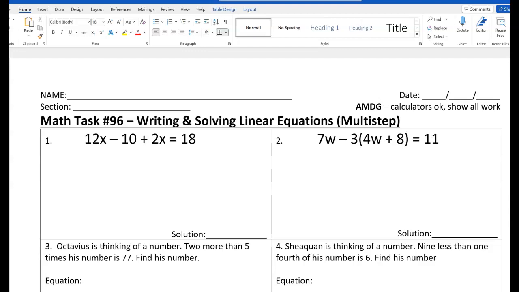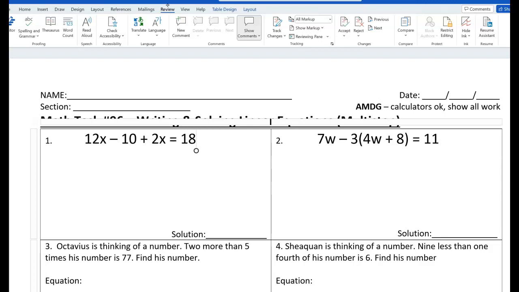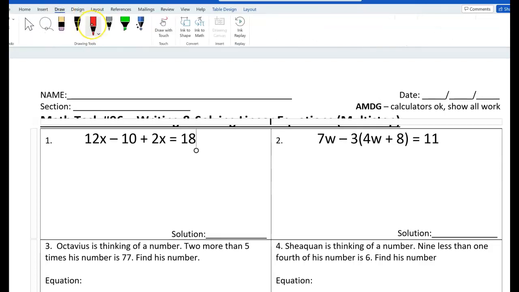Welcome to math test number 96, write and solve linear equations multi-step. So yesterday we talked about what happens when we have variables on both sides of the equations. Today, take a look at this first one. Notice how the variables are on the same side of the equal sign. So that means we can combine like terms.